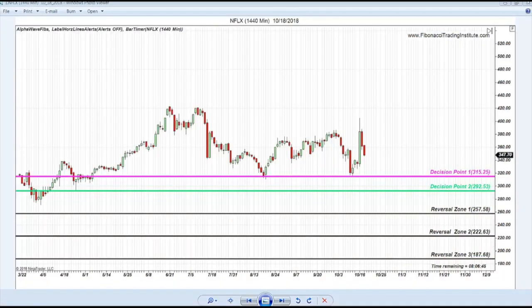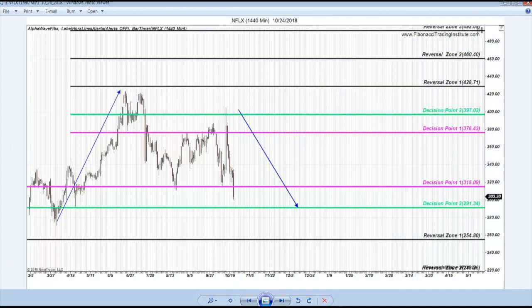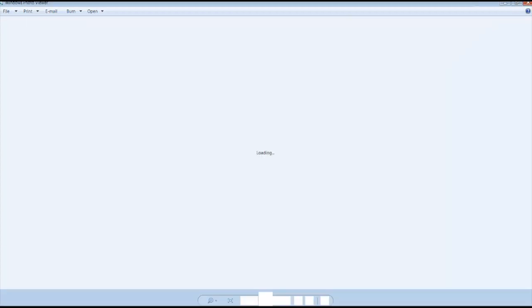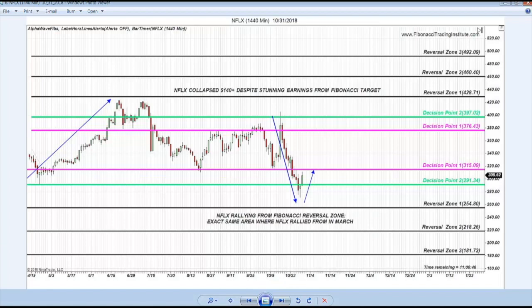The exact same place where S&P is rallying from right now was key support on Netflix in 2018. Spectacular earnings don't mean a thing. Netflix starts crashing. This support is out. Netflix added 7 million subscribers. How is that possible? Because Fibonacci said so. Netflix reaches the Fibonacci reversal zone, stages a correction.